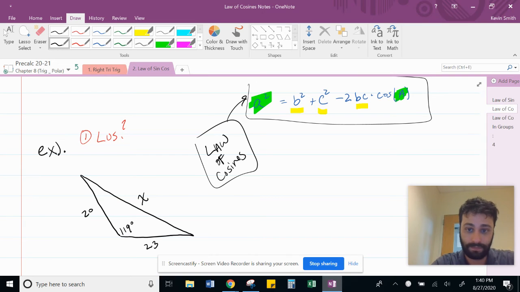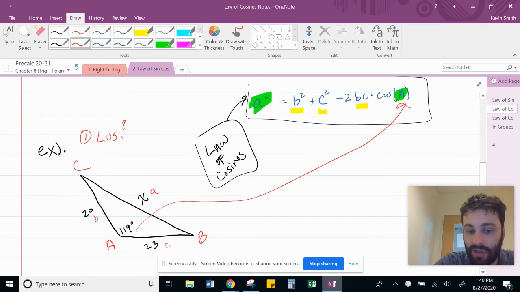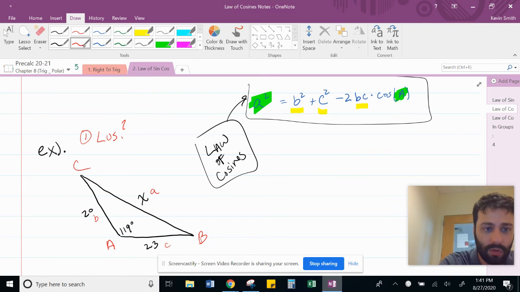So let's see. I'm going to make this my angle A right here. So that means this is little side a, and it doesn't matter which one of these I make b or c. So this could be little c, or this could be little c. The important thing is angle A has to be the angle that we know. That's the important piece here.